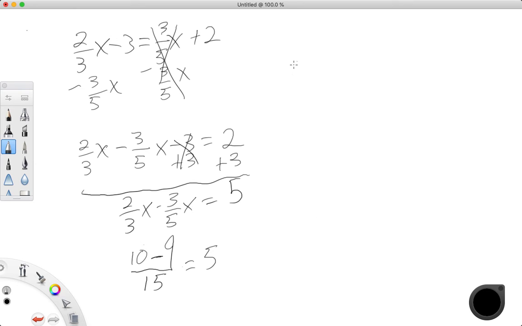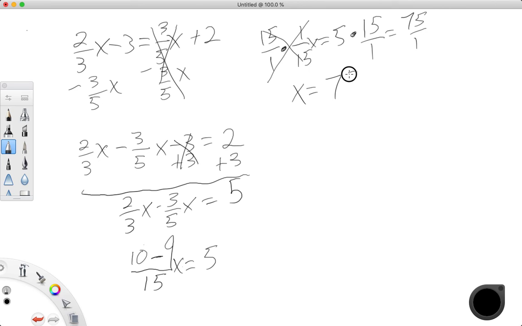I can simplify that to 10 minus 9 is 1 over 15 x, oh, we lost our variable, x. 1/15 x equals 5. And then we're just going to multiply. We could do the reciprocal, and really we are doing the reciprocal, 15 over 1. But 15 over 1 is just 15. So 15 over 1 times 1 over 15, those cancel each other out and it just becomes a 1x. But we need to make sure we do that to this side too. 5 times 15 over 1 is 75 over 1, which just simplifies to 75.